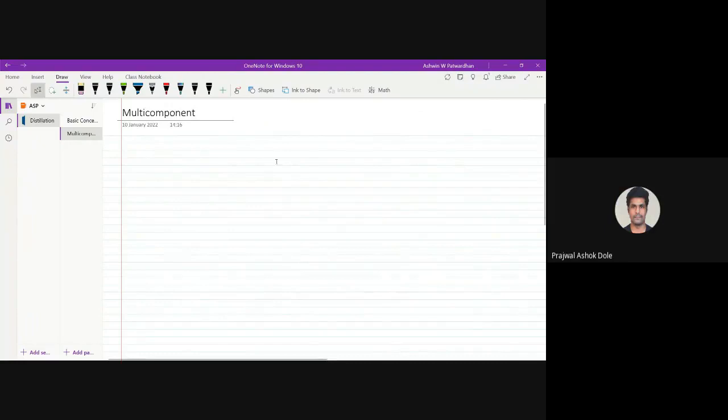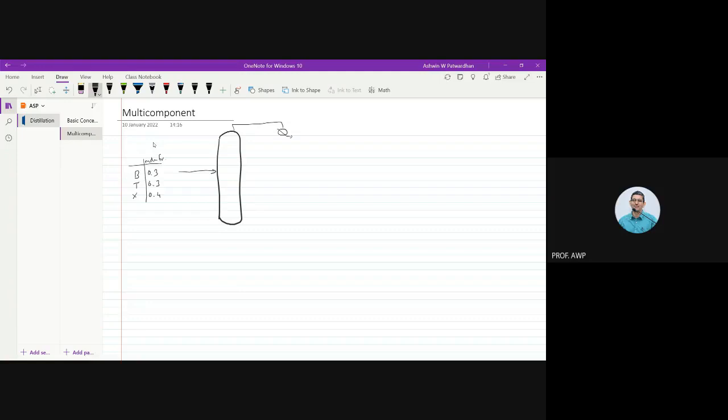Let's do a simple multi-component calculation. To make your life simple, we are going to assume that we have benzene, toluene, and xylene. Let's say mole fractions 0.3, 0.3, and 0.4. We get a distillate, and we get a bottom residue.